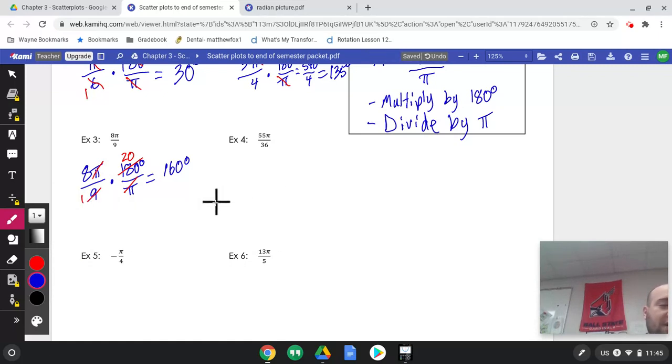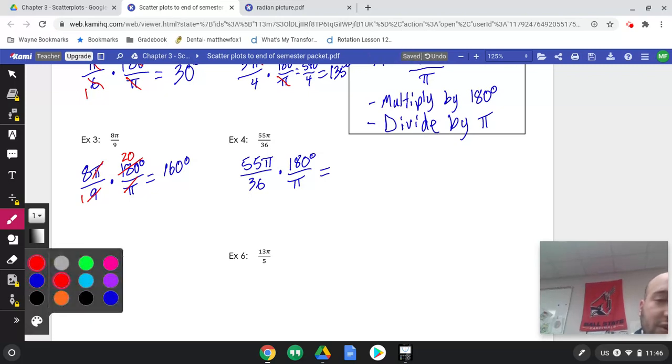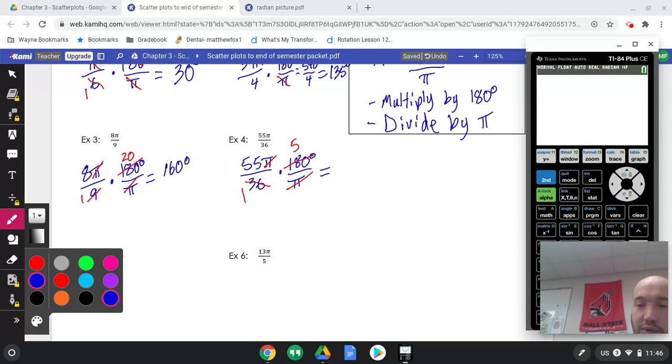Now this next one, 55 pi over 36. So times 180 degrees, as always, divided by pi. So the easiest part here, the pi's, when we're changing back to degrees, always cancel out. Okay. Now, 36 goes into 36 one time. It goes into 180 5 times. 5 times 36 would give us 180. So at this point now, we're left with 5 times 55, which you might not know. If that's the case, that's fine. Just pull up your calculator, do 5 times 55. We get 275 degrees.